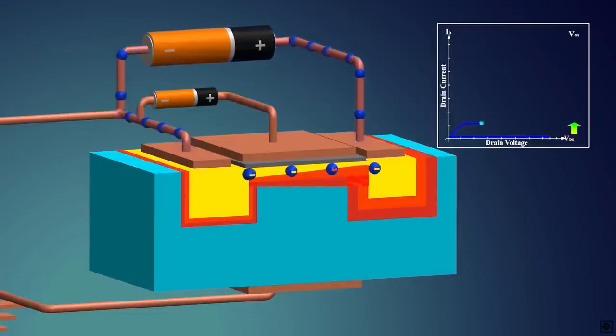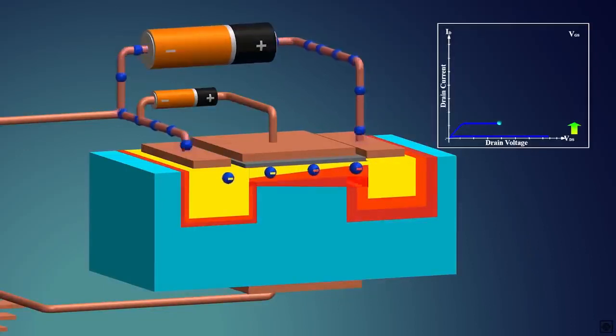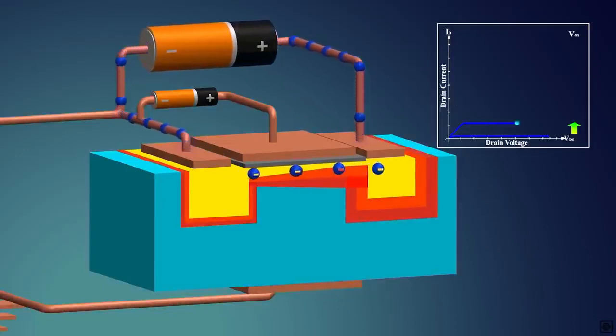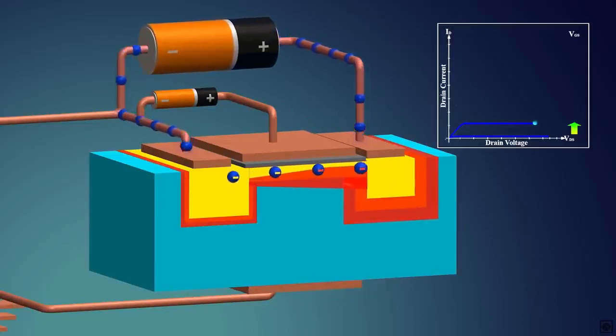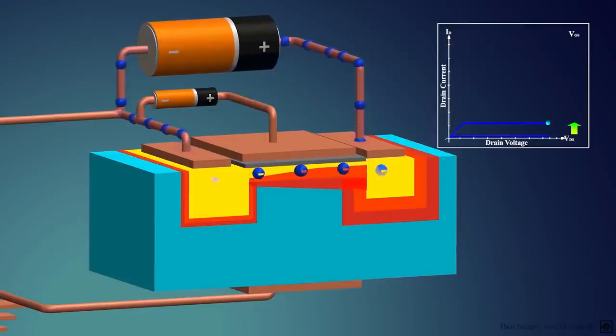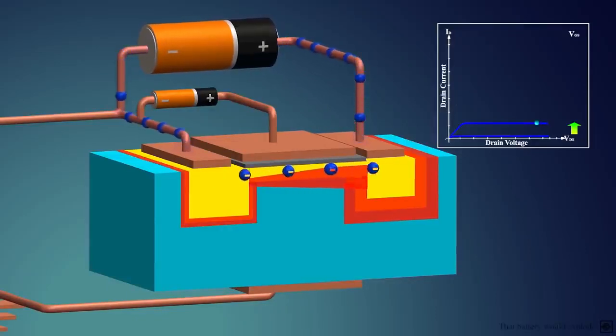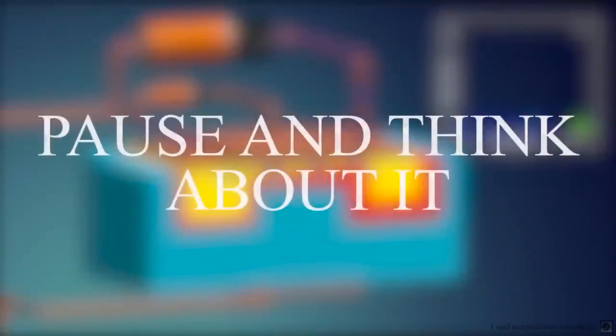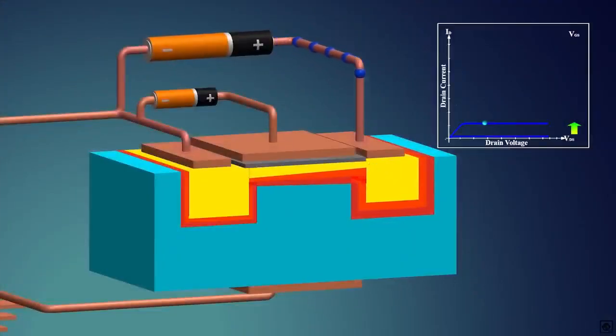Now if you increase the voltage, the reverse biasing will increase and the channel will further decrease, but the current will not increase, because it's saturated. This is known as the saturation region. But, if you still want to increase the current in the MOSFET, how will you do it? Now that you thought about it, let us see it in animation.